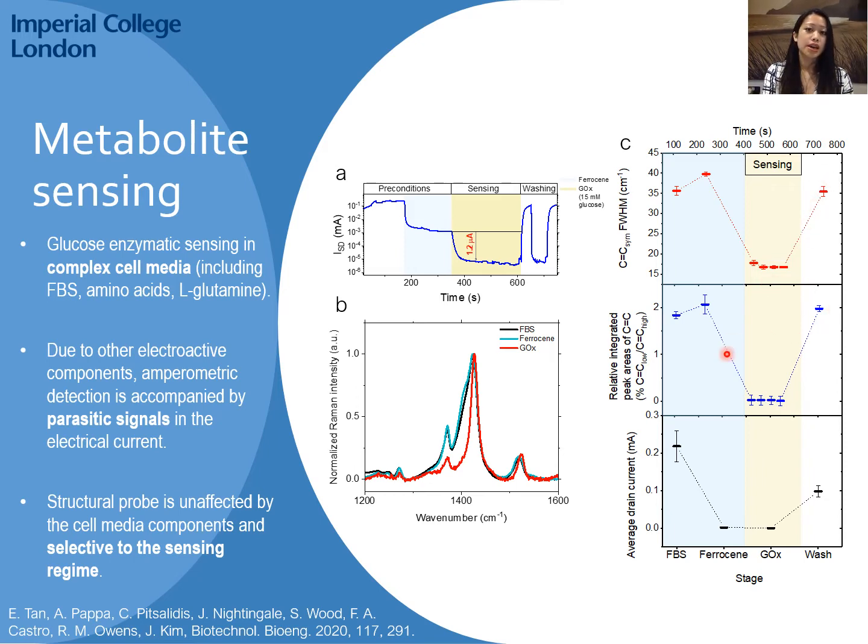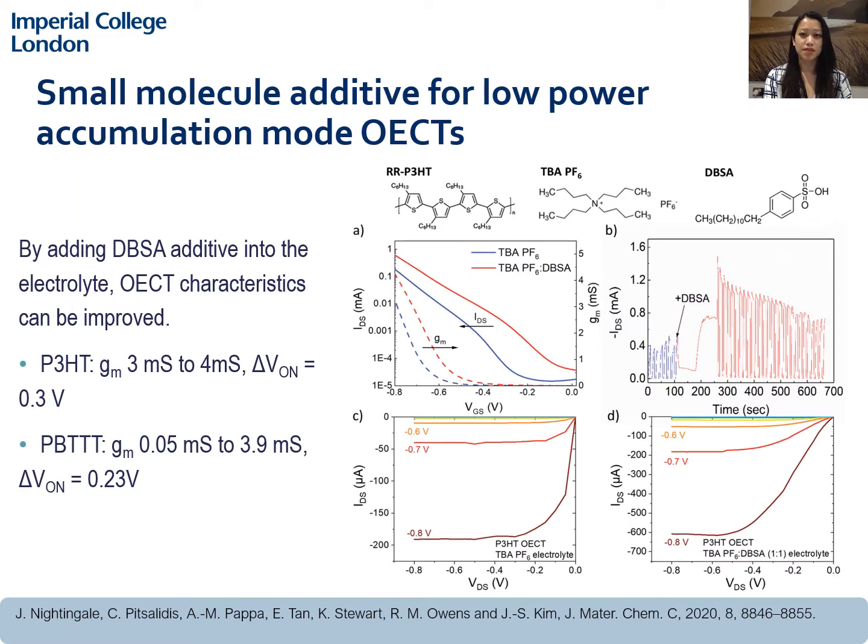So what we see here is a structural probe that can be used simultaneously with the amperometric method of detection, but is more selective and sensitive to the active material, PEDOT:PSS in this case, but this is also highly applicable to other conjugated materials. And that's what I'll be speaking briefly about.